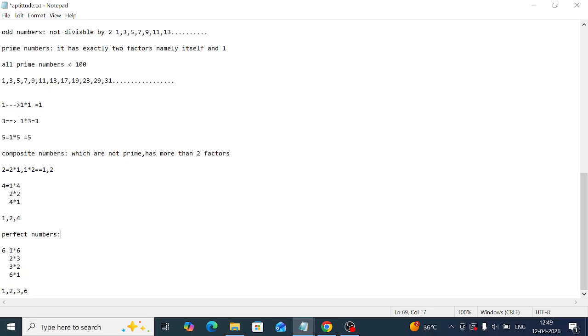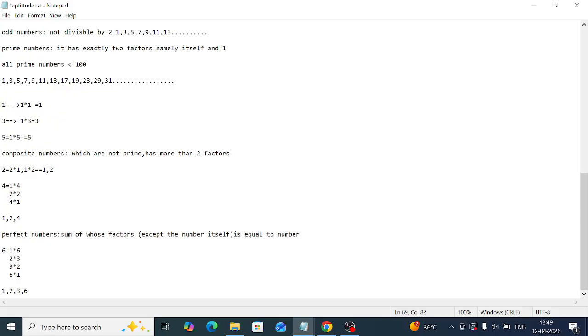A number is called a perfect number. The sum of whose factors? See, the sum of these are the factors. Okay, the sum of whose factors except the number itself is equal to the number is called a perfect number.